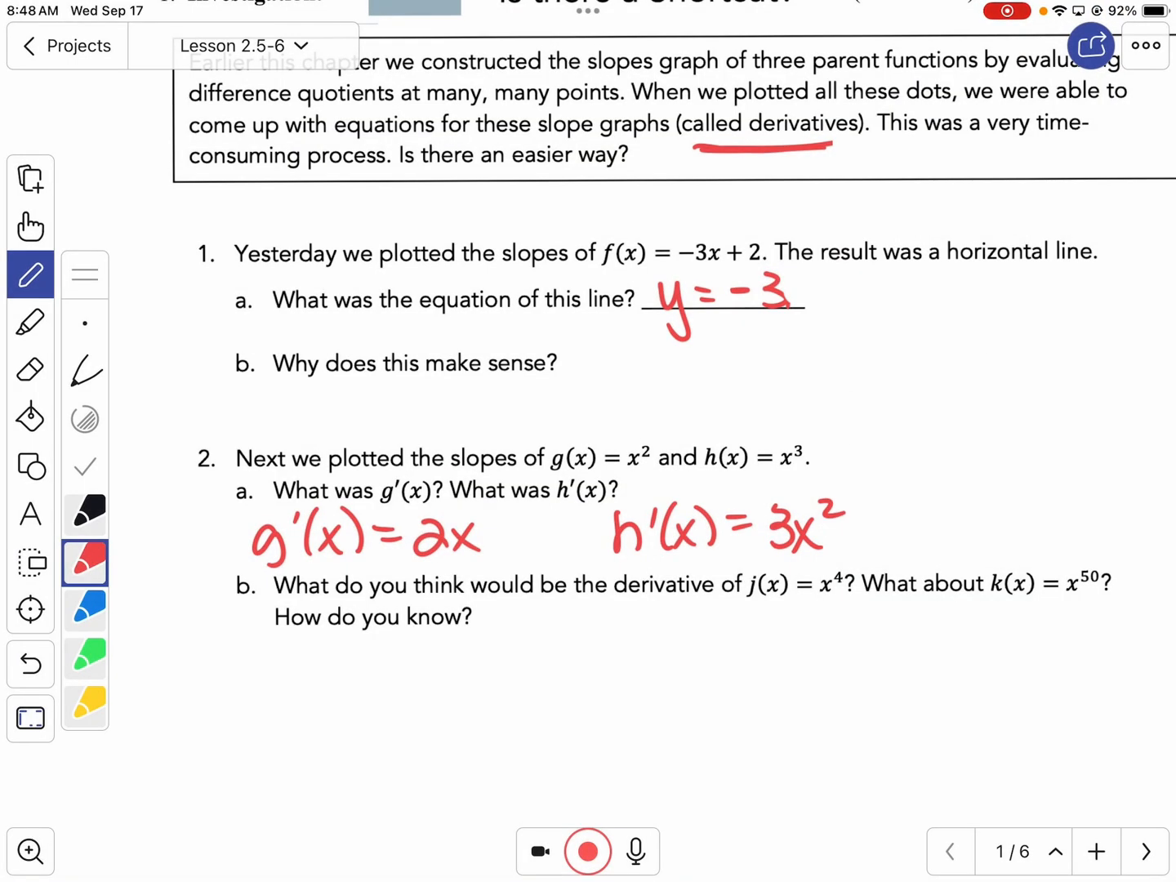Okay. So let's talk about this. When we did the slopes, we got y equals negative 3x plus 2, and the result was the horizontal line, which was y equals negative 3. Why does that make sense? Why did it make sense that we ended up with a horizontal line when we did the slopes of that linear function? What did we say last week? Yeah, so it's like the constant slope. We had a constant slope, which makes sense that all of the slopes would match. All of the difference quotients were equal.